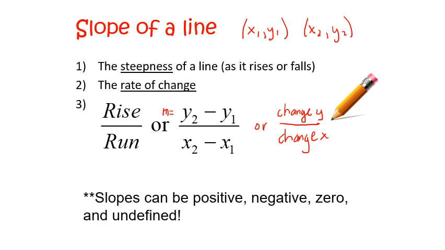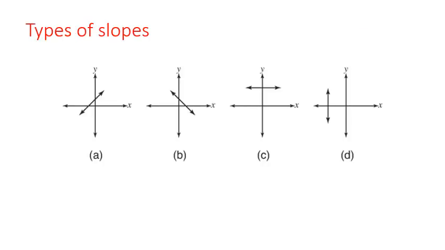Now it's important to note that slopes can be positive, negative. We can have a slope of 0, and slope can be undefined. On these graphs, from left to right, graph A has a positive slope because it is going up from left to right. Graph B has a negative slope. It is falling from left to right.